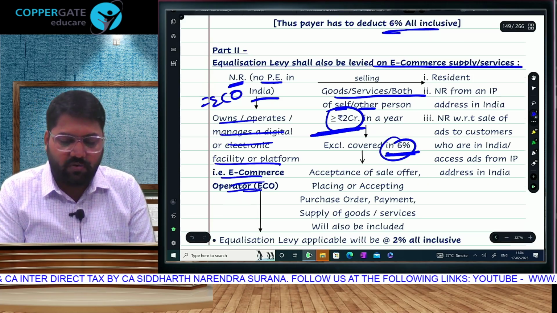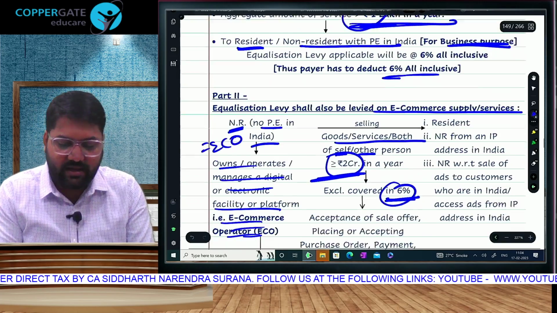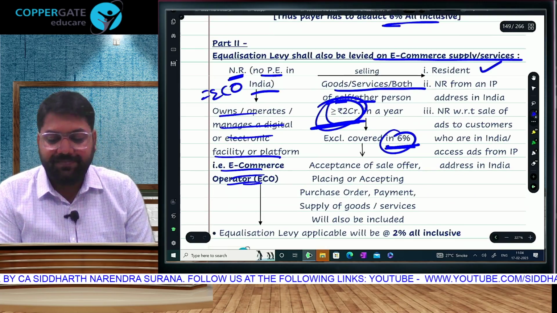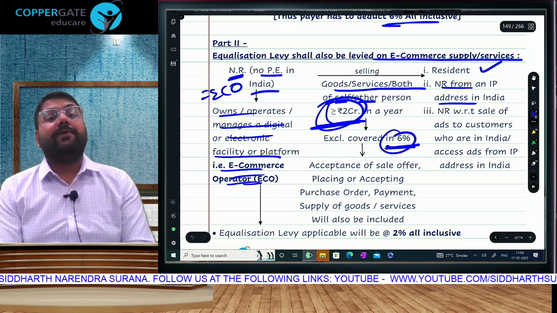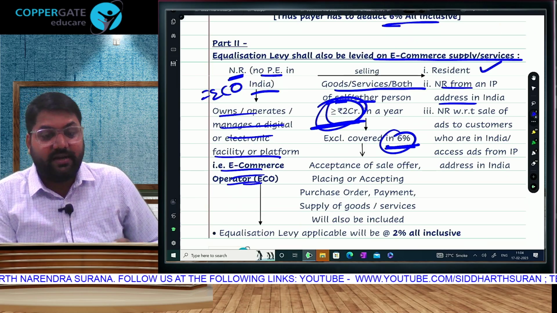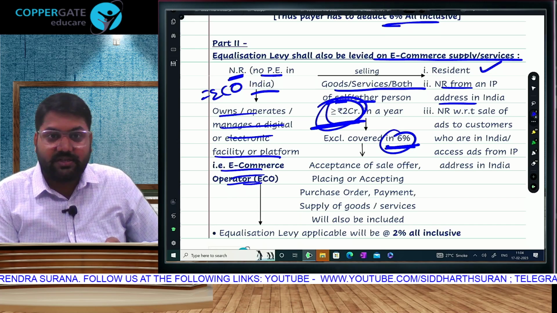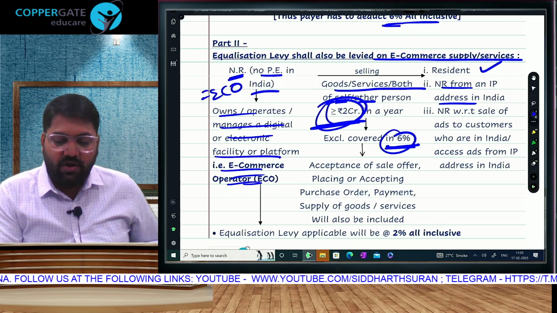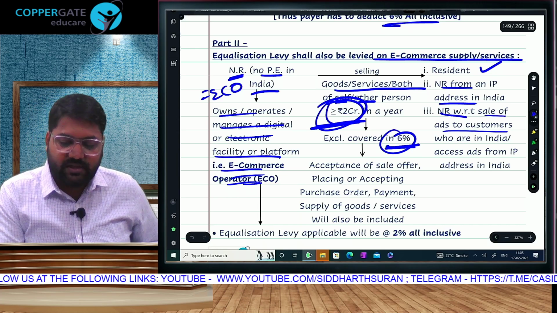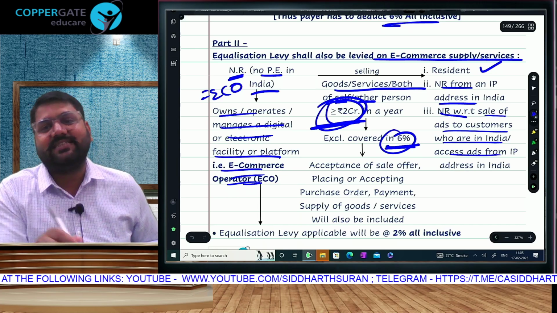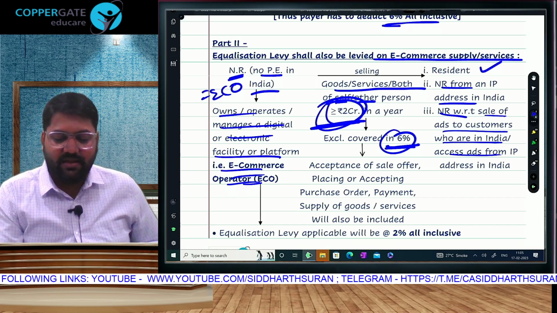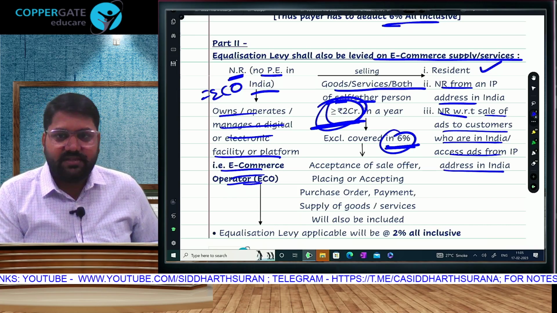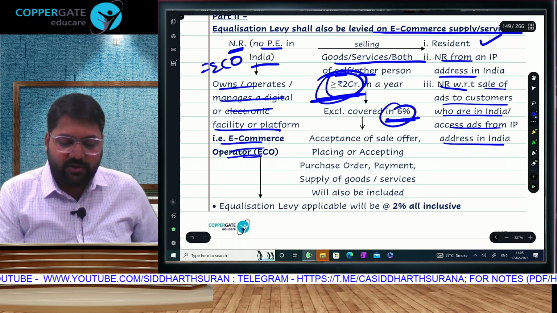If it is 2 crore or more. In part 1 it was greater than 1 lakh, in part 2 it is 2 crore or more. To whom are we selling? To a resident or to a non-resident from an IP address in India, means one non-resident in India is using an internet connection of India and purchasing anything from the website of another non-resident, or a non-resident with respect to sale of ads to customers who are accessing the ads, where the target customers are in India. If they are the receiver of goods or services, then we will apply part 2.